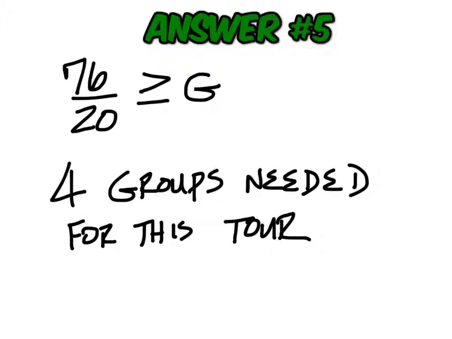We set this one up in class. 76 over 20 greater than or equal to g. If you divide that out, you have 3.8. So you would have to have 4 groups altogether.